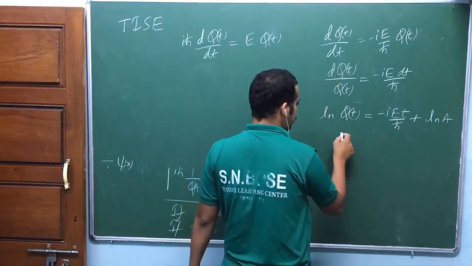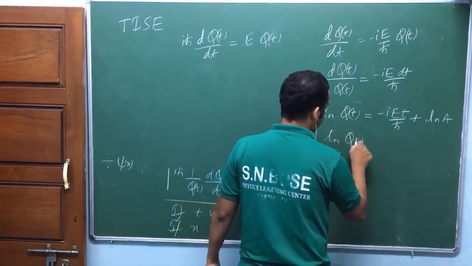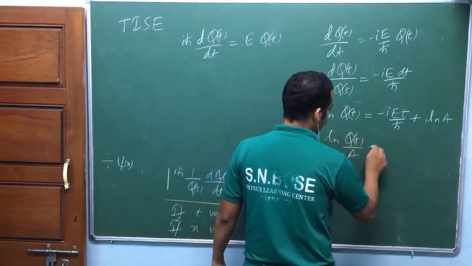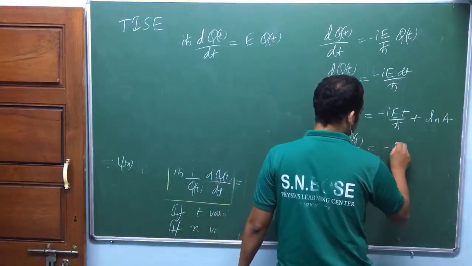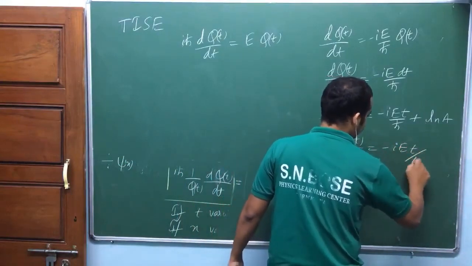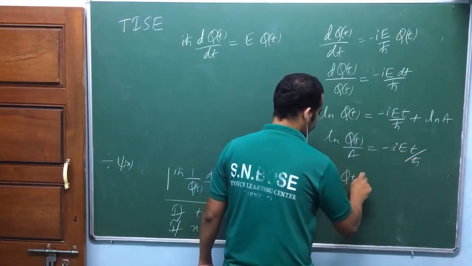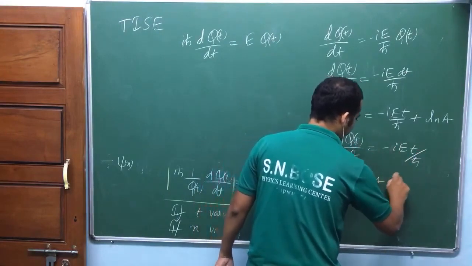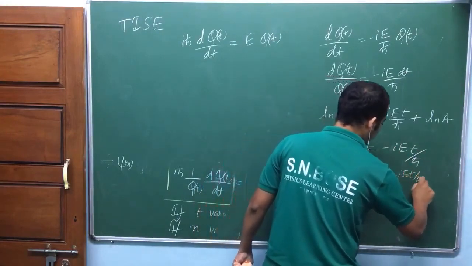So now this will be, look at here, log of phi of t divided by A is equal to minus i E t by h bar, okay? So that phi of t is equal to A e power minus i E t by h bar.